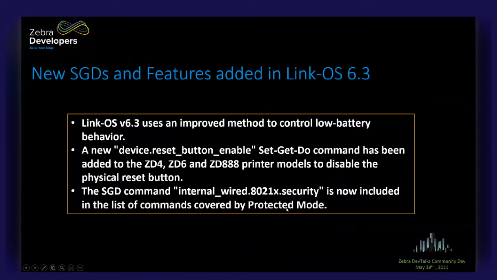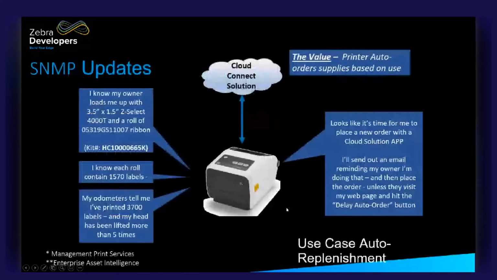Let's move now to other updates. With this intelligent concept that we are developing and evolving through our printers, one of them is the auto-replenishment use case. The idea here is the printer speaks by itself. So the printer will tell us when it needs to reorder the supplies. How could this happen? Basically, for managed print services applications, there are two ways to do this.